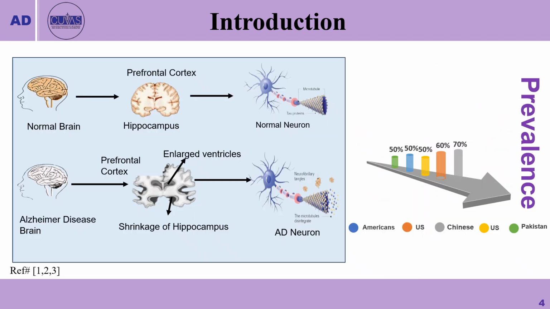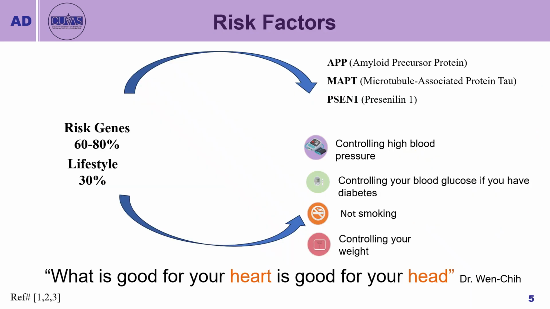Here is a figure: at the upper side this is a normal hippocampus, and there will be shrinkage of this hippocampus in Alzheimer patients, as the picture clearly shows. It also represents the prevalence, and Pakistan also has a 50% population of Alzheimer's disease.